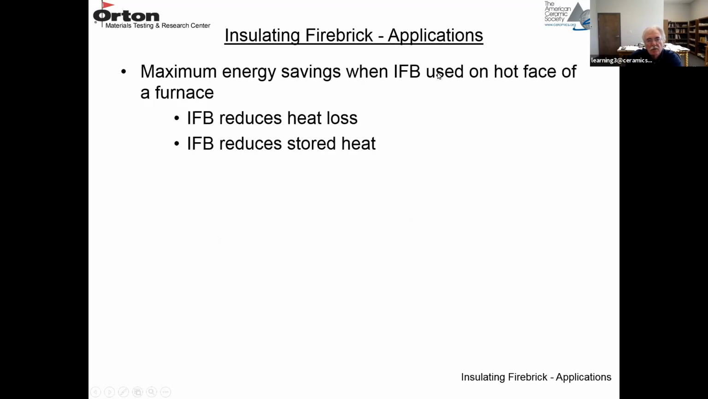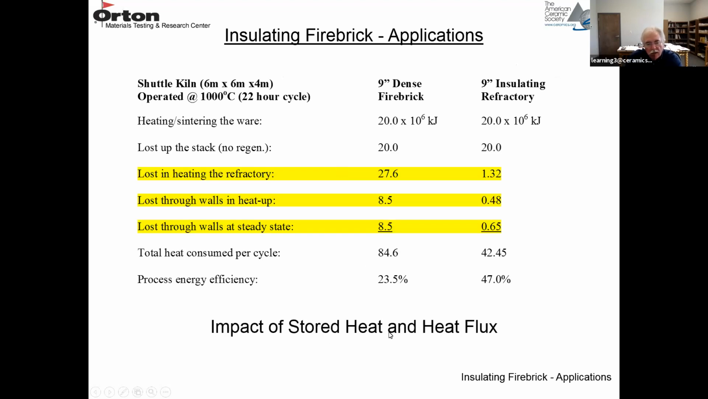You have energy savings when you're using an IFB on the hot face of a furnace. It reduces the heat loss, and there's less energy stored in the lining when you heat and cool it. So, an example of an IFB, how it impacts heat and heat flux. If we have a shuttle kiln, which is a periodic furnace where you put a load in the furnace, you heat it up, you cool it down, and you empty the load and you start again. So this is an example of a shuttle kiln operated at 1,000 degrees C over a 22-hour cycle.